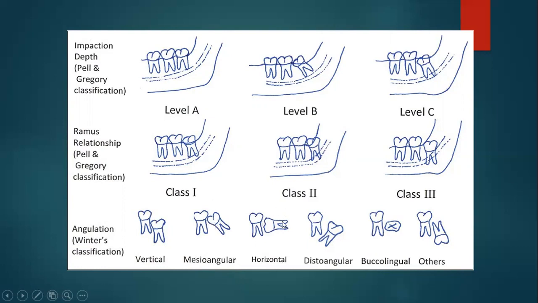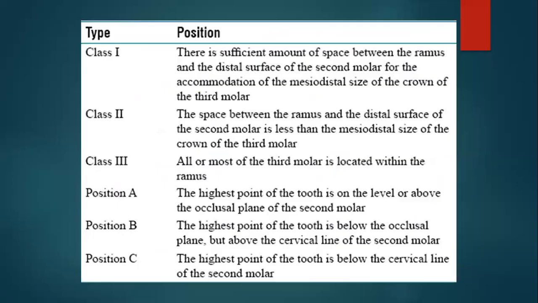Then it can either be horizontally placed, as we saw in the video. Then it can be disto-angular as well. Then it can be buccolingually placed, or there can be other types as well. So this was about the Pell and Gregory impaction classification.